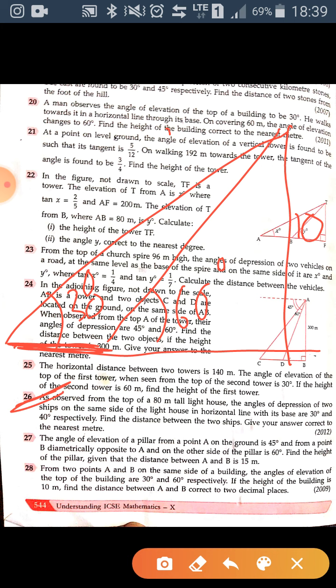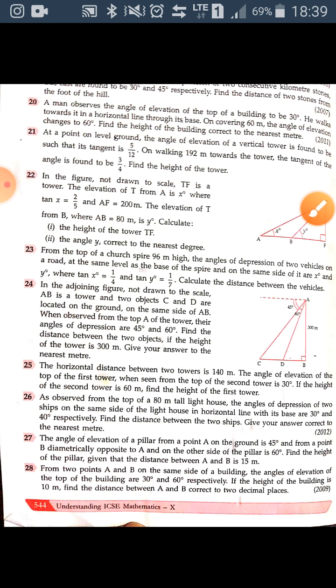In 26 also there were two ships at these two points and you were supposed to find out the distance between the two ships. So here also you will do the same thing. In case you have a problem, text me back, I will send you the solution. Next we move on to sum number 29.